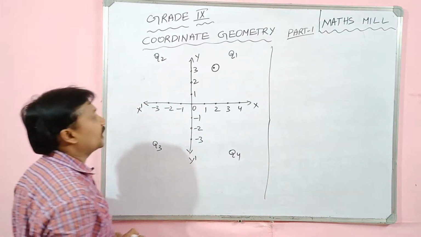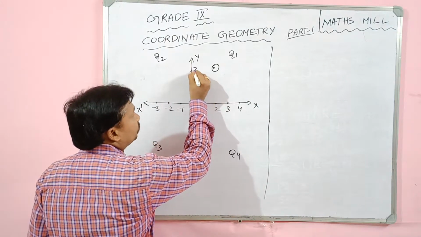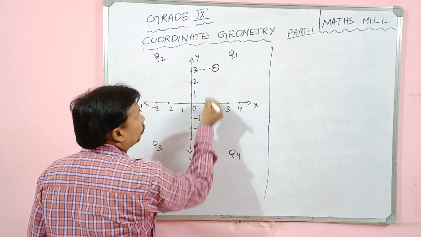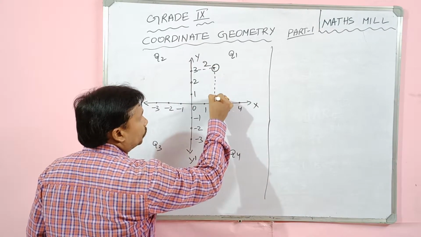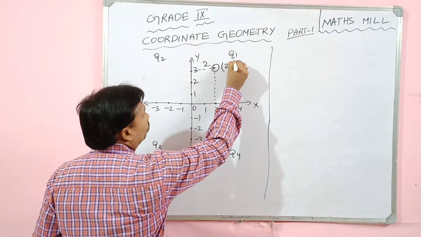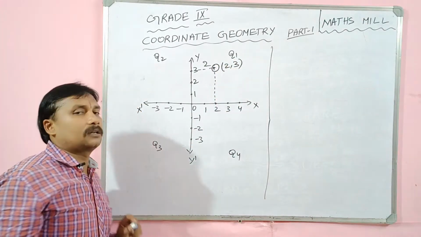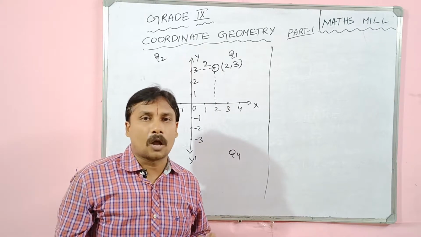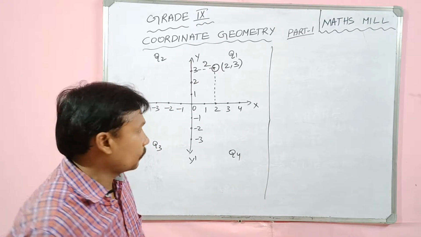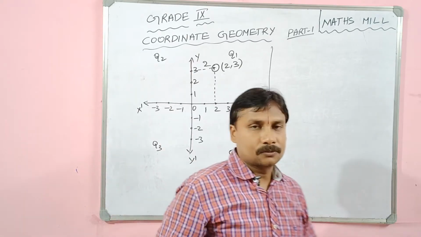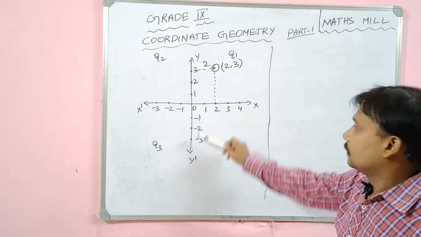If you take a point here, if you observe, it is 2 units distance from the x-axis, 3 units distance from the y-axis. So we can name it as (2, 3). So in this, first we have to get to know what is the x-axis, what is the y-axis.